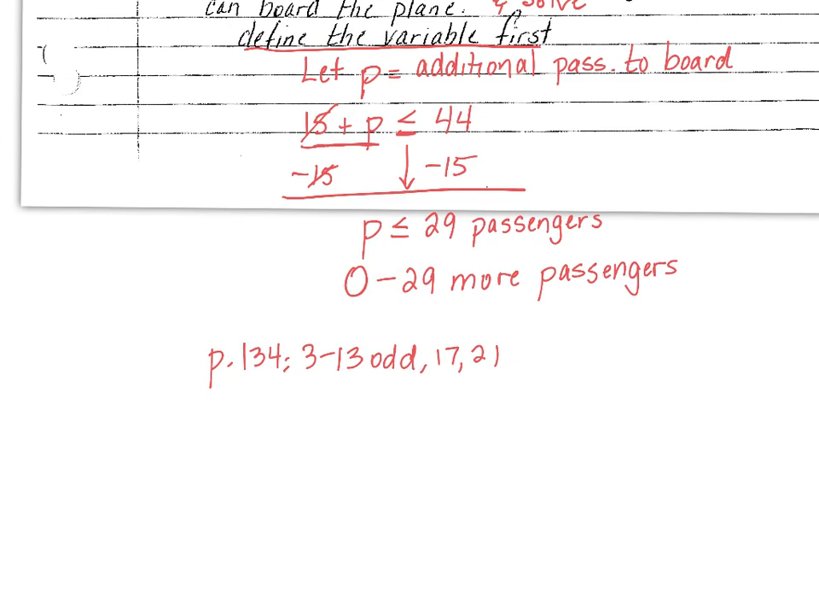So I want you to do 3 through 13 odds, 17 and 21. If you're a distance learner or on quarantine, you do not have to send me a picture of this. Just like everybody else, if they're odds, what do I want you to do? Check them in the back of the book. Okay?